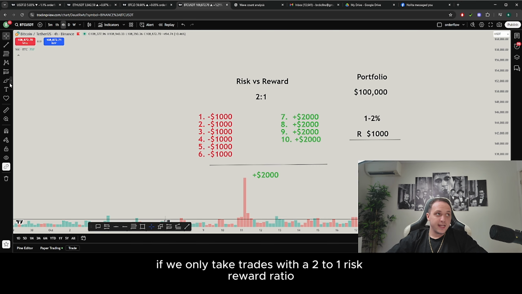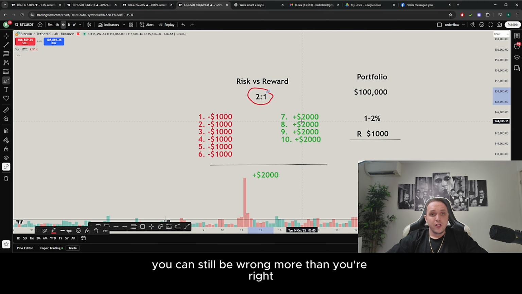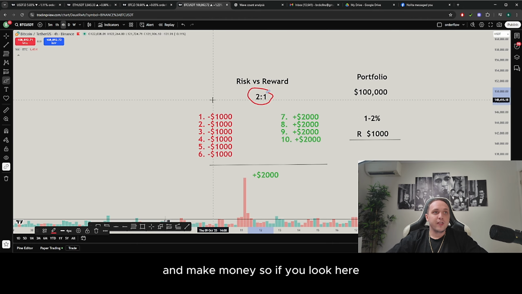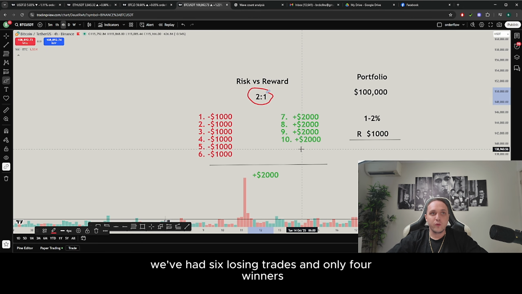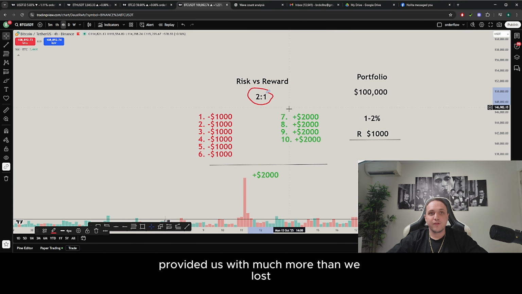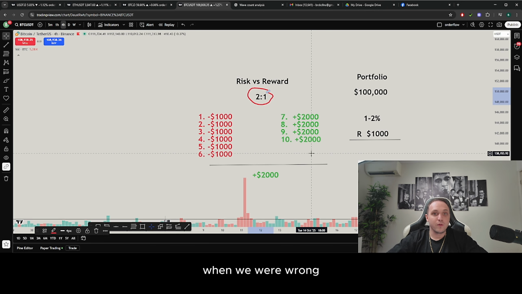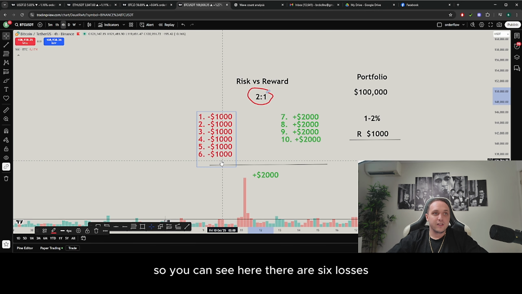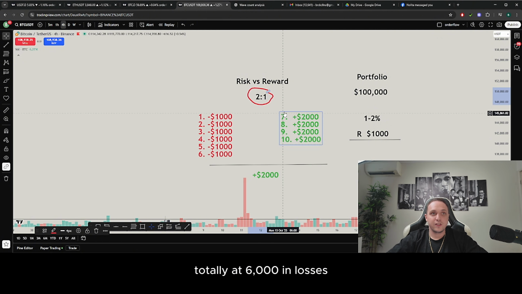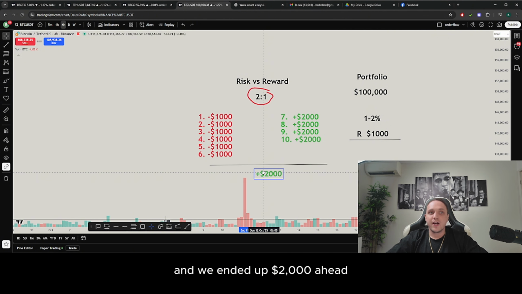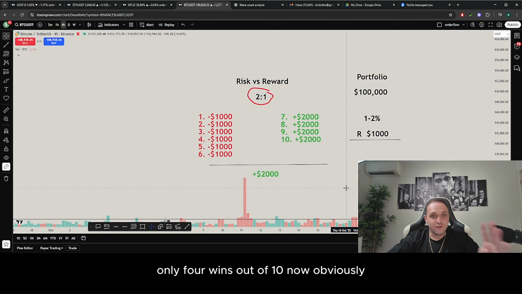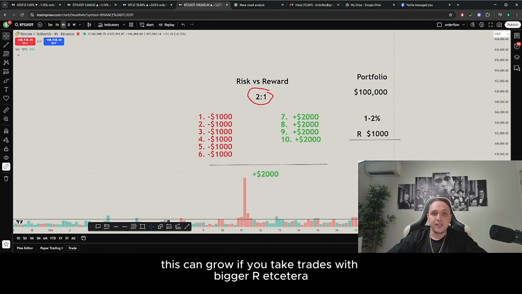Now if we only take trades with a 2 to 1 risk to reward ratio minimum, and we take a series of trades, you can still be wrong more than you're right and make money. So if you look here, we've had 6 losing trades and only 4 winners. But each of our winners provided us with much more than we lost when we were wrong. So you can see here there are 6 losses, totaling 6,000 in losses, 4 wins, and we ended up $2,000 ahead. Only 4 wins out of 10. Now obviously this can grow if you take trades with bigger R, etc.